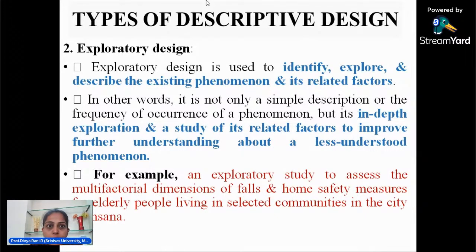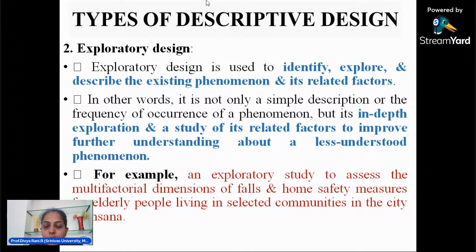Exploring means you are identifying something, then you are exploring and describing that particular phenomenon which has taken place, as well as the factors related to it. Now, for example, an exploratory study to examine the multifactorial dimensions of fall, home safety measures for elderly people living in a selected community in the city of Jansana.